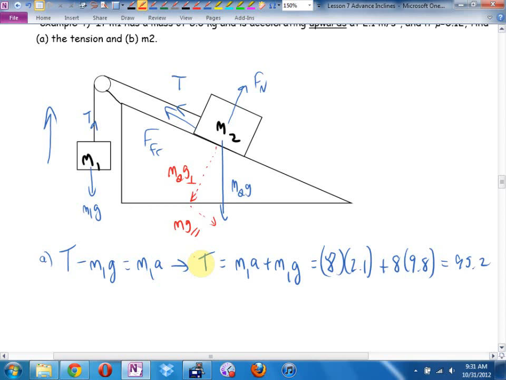So, what are the forces acting on mass 2? Just on mass 2. Who's winning? Mg parallel. Who's losing? Friction and tension. Okay, let's try writing that and see what happens. So we're going to have M2G parallel minus friction minus tension equals M2A.